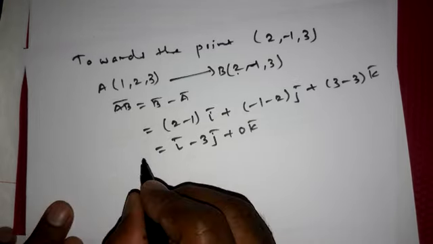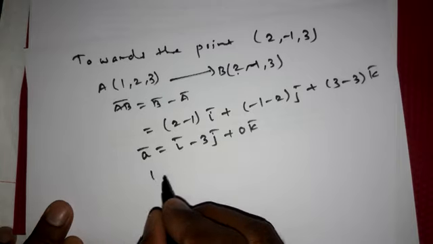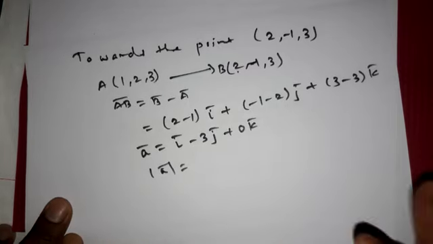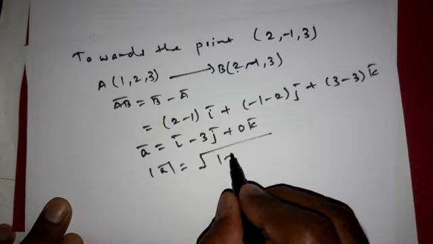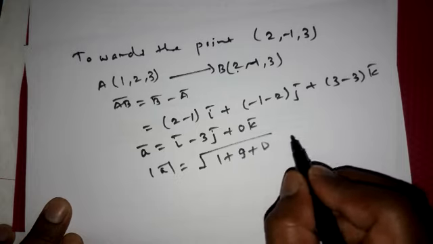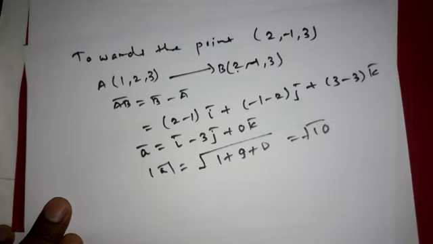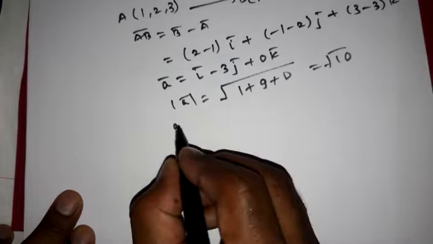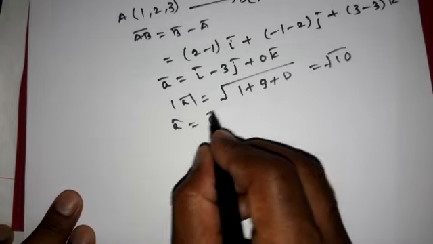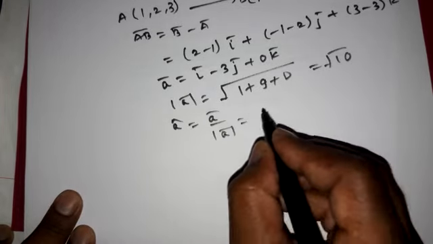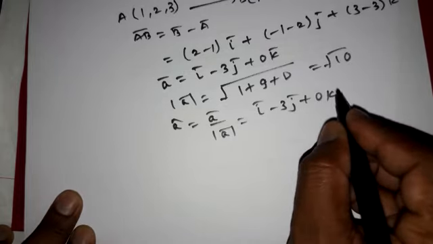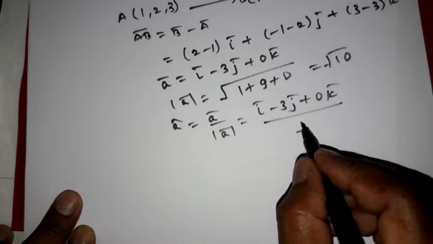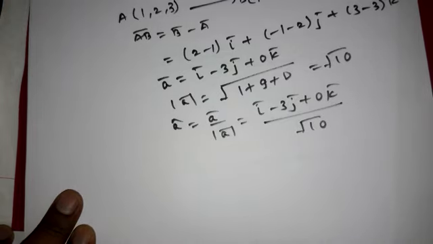Getting the vector, we call it A bar. Now as soon as we get A bar, we have to find mod of A bar so that I can find A cap. So mod of A bar is under root of 1 plus 9 plus 0, so our answer is root 10. Correct? So A cap is equal to A bar upon mod of A bar, equal to i bar minus 3 j bar plus 0 k bar upon root 10.